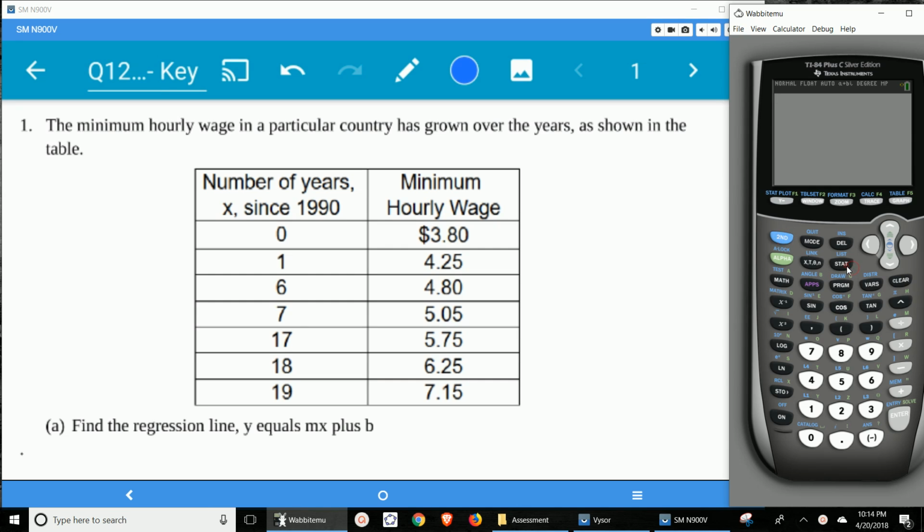So you go to Stat, Edit, and go up here and Clear. And then Clear. Alright, 0, 1, 6, 7, 17, 18, 19. Then 3.8, 4.25, 4.8, 5.05, 5.75, 6.25, 7.15. So just making sure these are right.